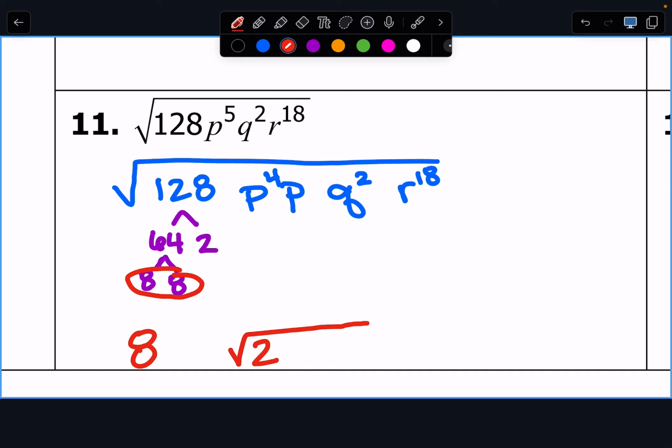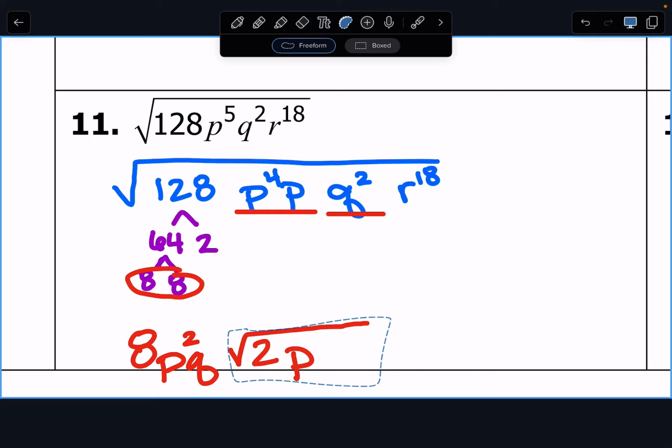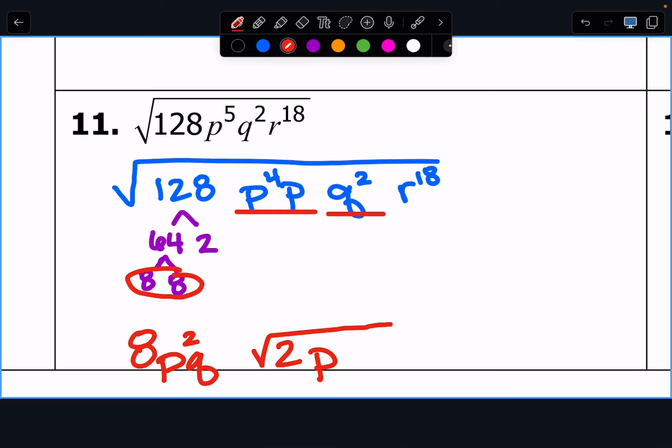Okay, let's talk about our p's. What comes out of the radical for the p? P to the second, p squared, but then we have a loner p left behind. So it goes. Yep. Okay, what about the q's? What comes out? Just a q? Uh-oh, I ran out of room. And then, nope, there's no loner q. R to the 9th. Since q and r have even exponents, we will not have anything under the radical for those variables.